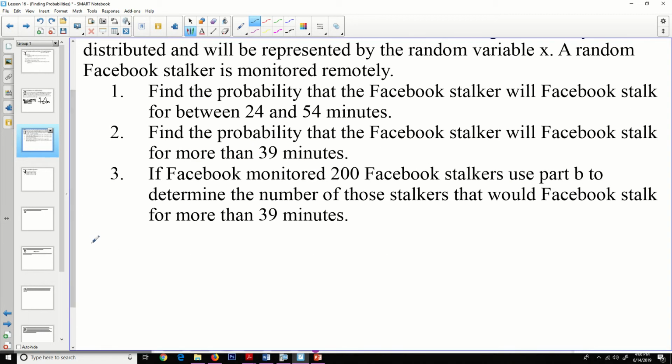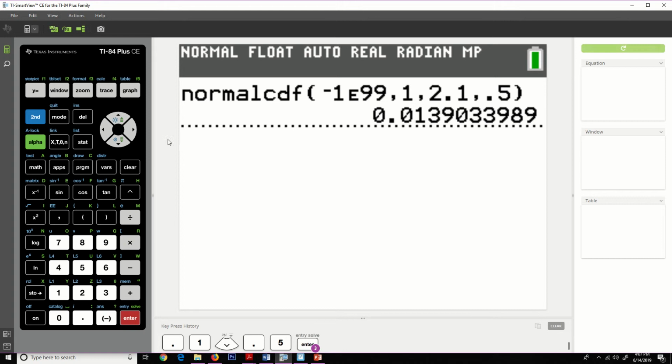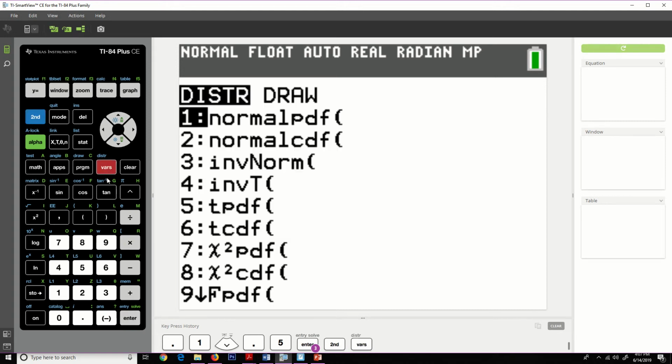All right. So for one, the probability between 24 and 54 minutes. Well, if I get my y equals here, we're still going to use the normal CDF, but we're going to change the parameters.